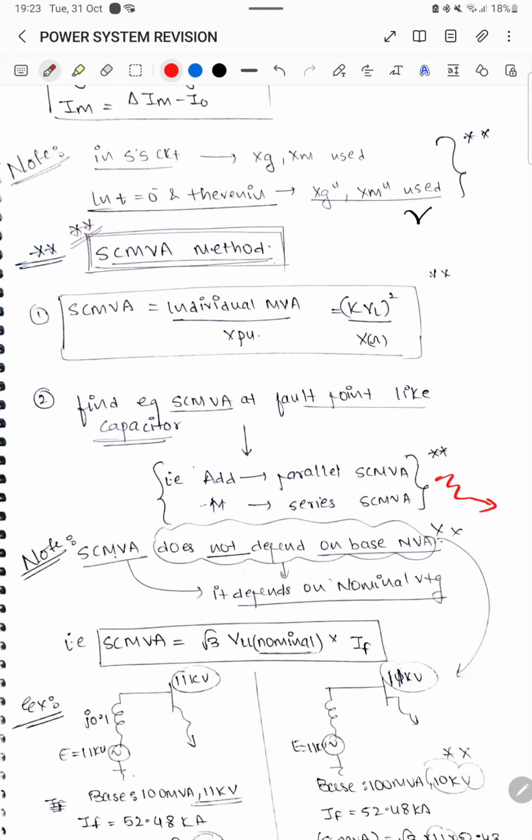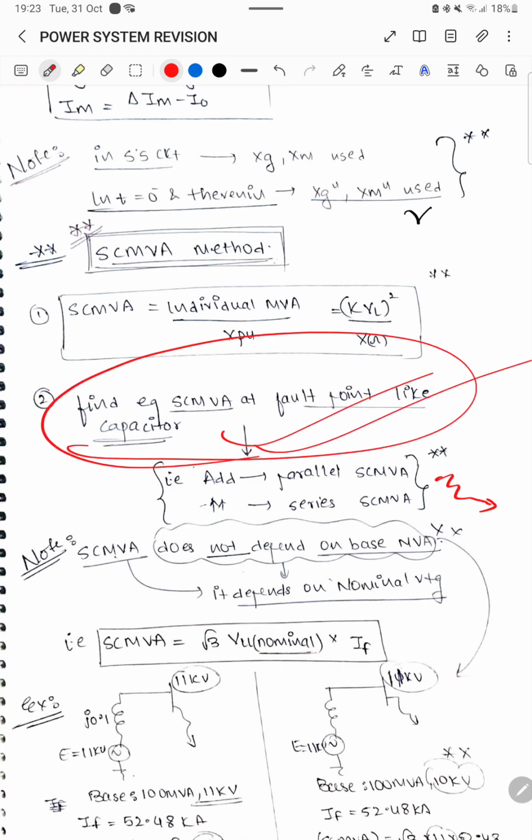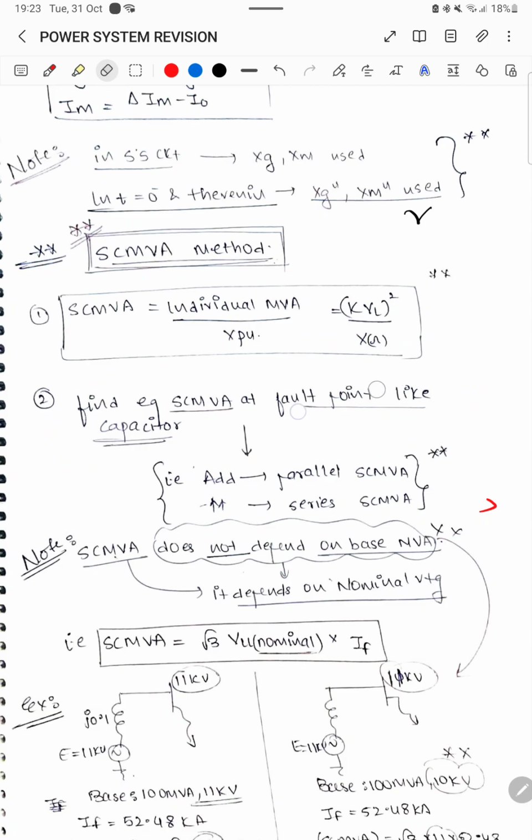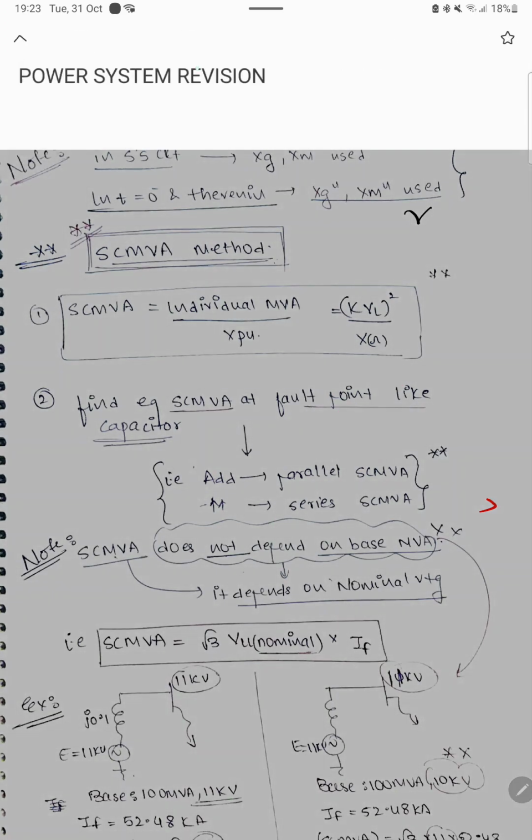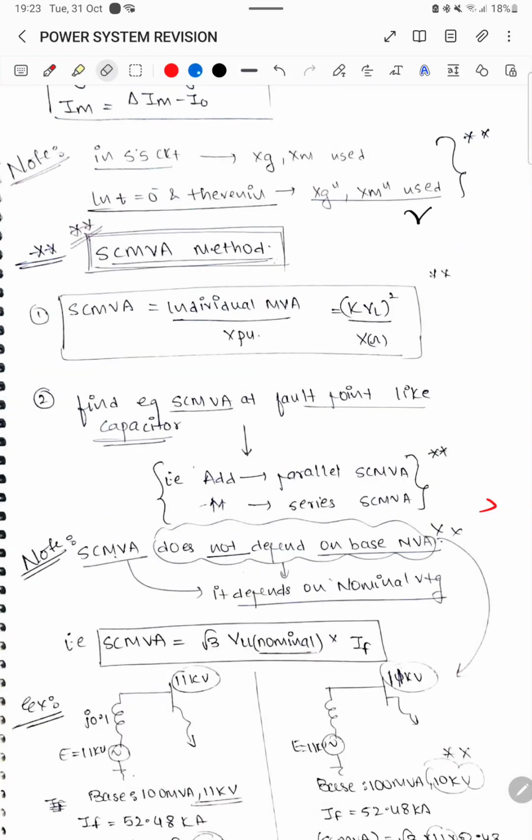Wherever the fault is taking place, we will do the calculation of SCMVA like a capacitor calculation. For example, if 2 SCMVAs are in series, what you will do? You will do a parallel combination of that. If 2 SCMVAs are in parallel, you will straight away add them, okay. So the calculation would be like a capacitor.